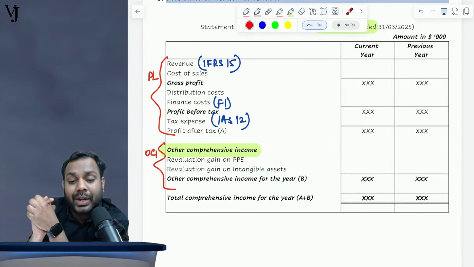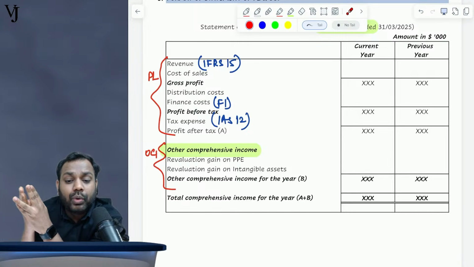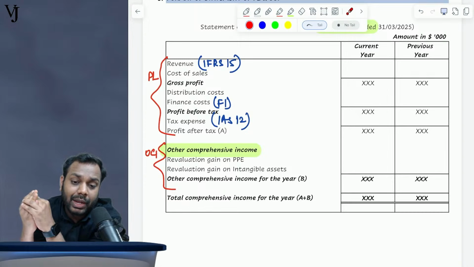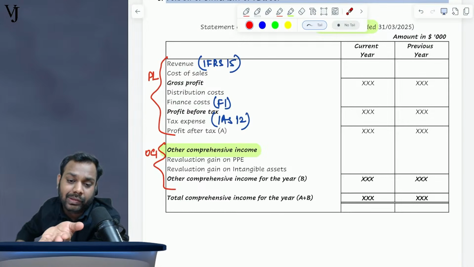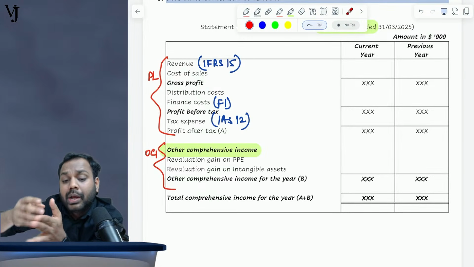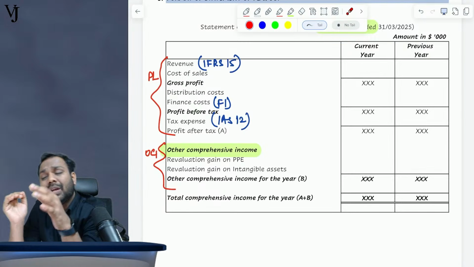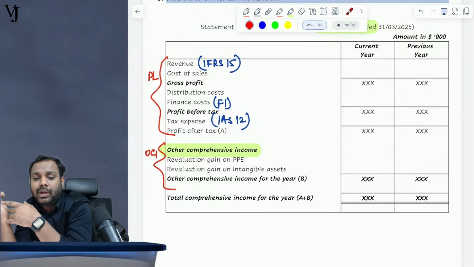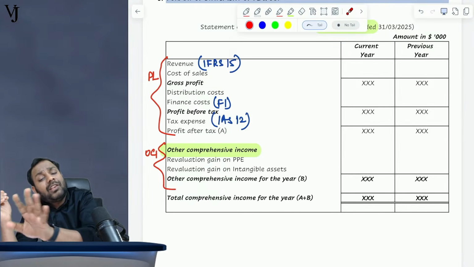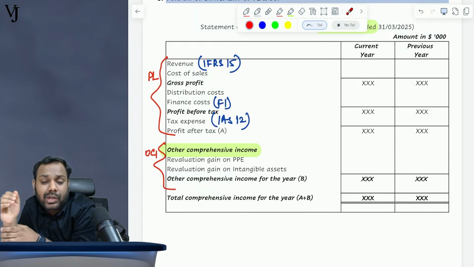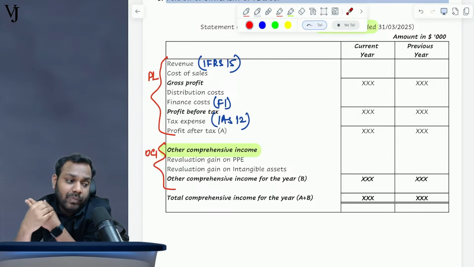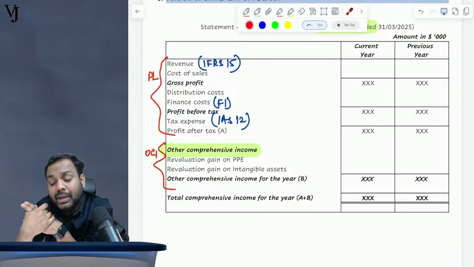to increase profitability? Whenever they wanted to increase profitability, they would post all expenses in other comprehensive income and all profit in P&L. Whenever they wanted to reduce profitability, they would post all expenses in P&L and all incomes in other comprehensive income. So they would misuse it. So now the standard setting body knew this fact.